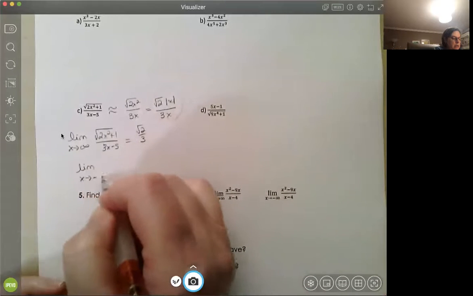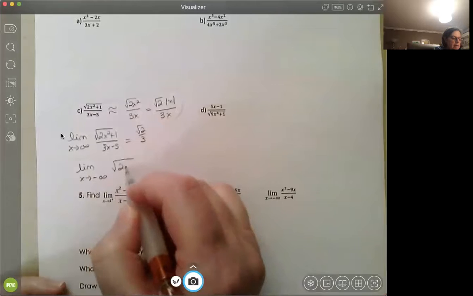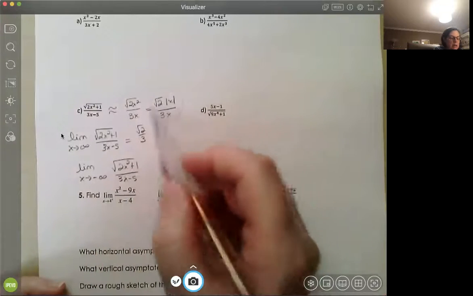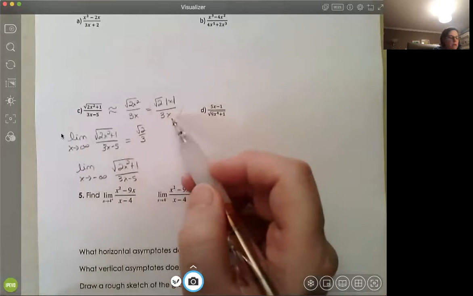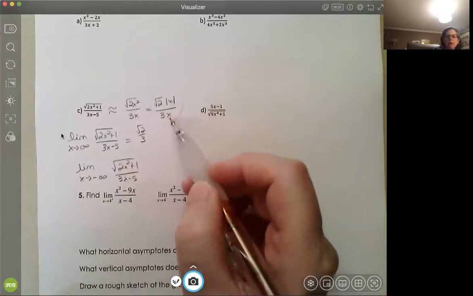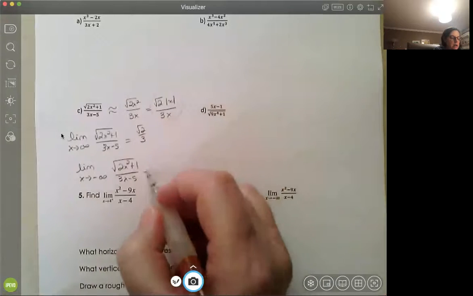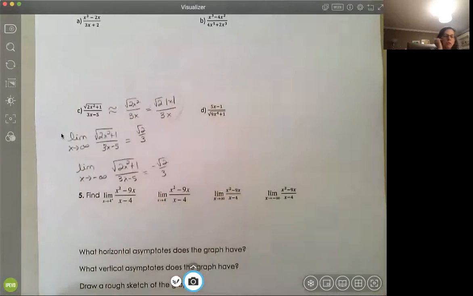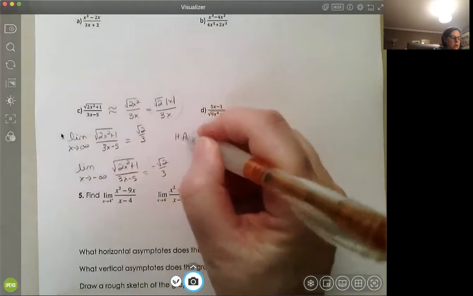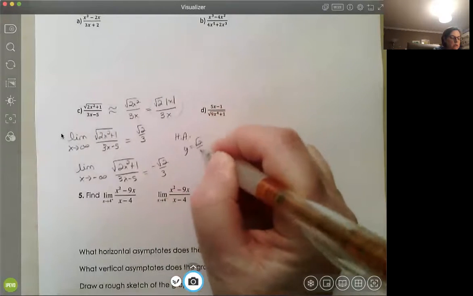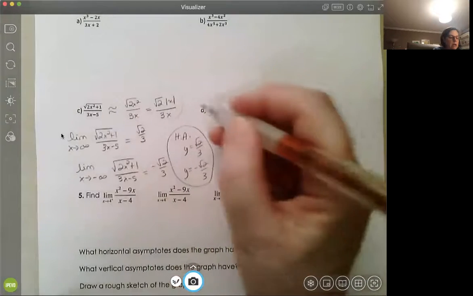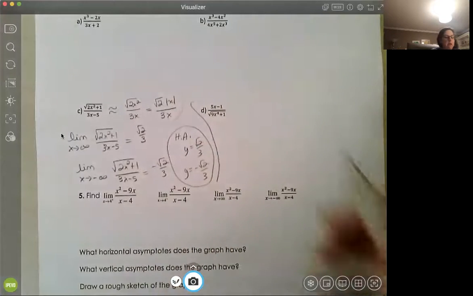If I'm looking at the limit as x goes to -infinity, all right, again, this function models the end behavior of the function. As x goes to -infinity, the absolute value of x over x is going to -1. So this limit will be minus root 2 over 3. So I have two horizontal asymptotes, y equals root 2 over 3, and y equals -root 2 over 3. So that's kind of a tricky problem.